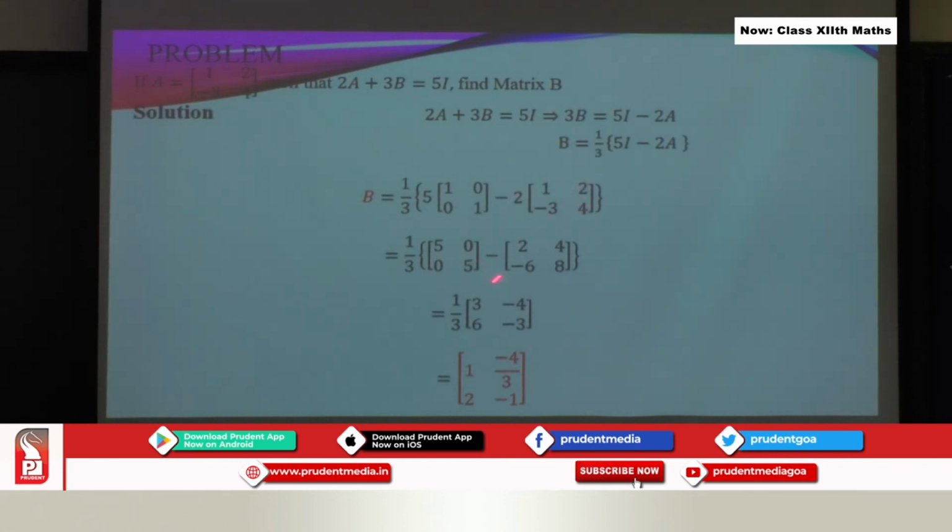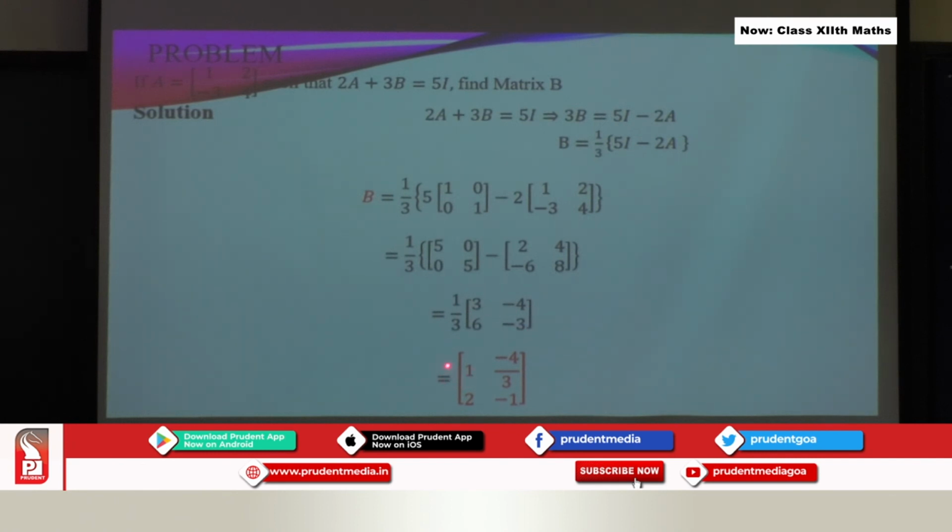Now here 2 gets multiplied, so I get this matrix minus this matrix. So when I subtract, here see 5 minus 2 I get it as 3. Again here see 0 minus 4 I am getting as minus 4. Similar way I get these 2 entries, and now again the final scalar multiplication I am supposed to do. So I get over here as, here see 1 by 3 gets multiplied to the corresponding entries here.